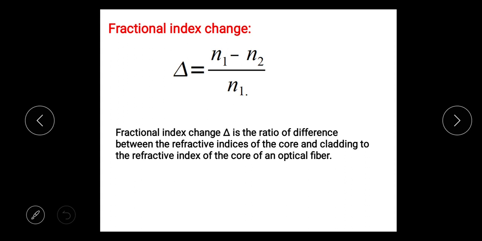Now one more case, fractional index change. It is given by delta is equal to N1 minus N2 divided by N1. It is defined as the ratio of the difference between the refractive indices of the core and cladding to the refractive index of the core of an optical fiber. It is required for problems. If N1 and delta are given, you can calculate N2 and vice versa.